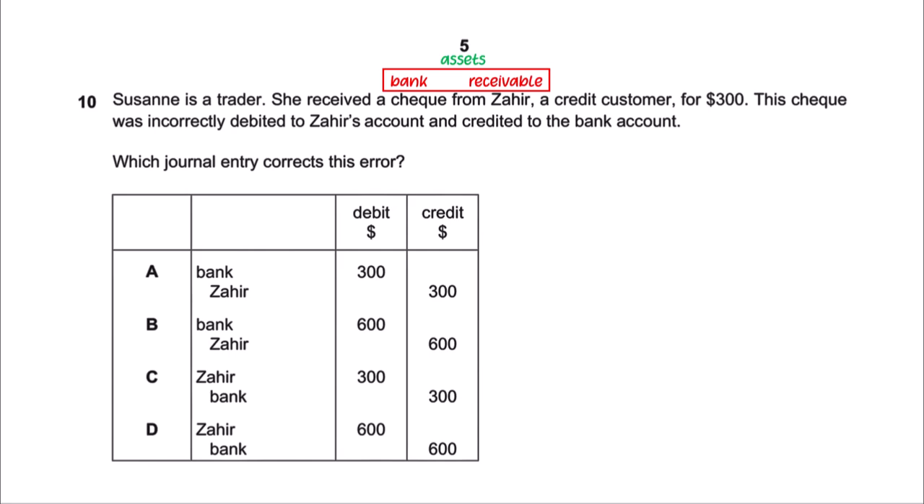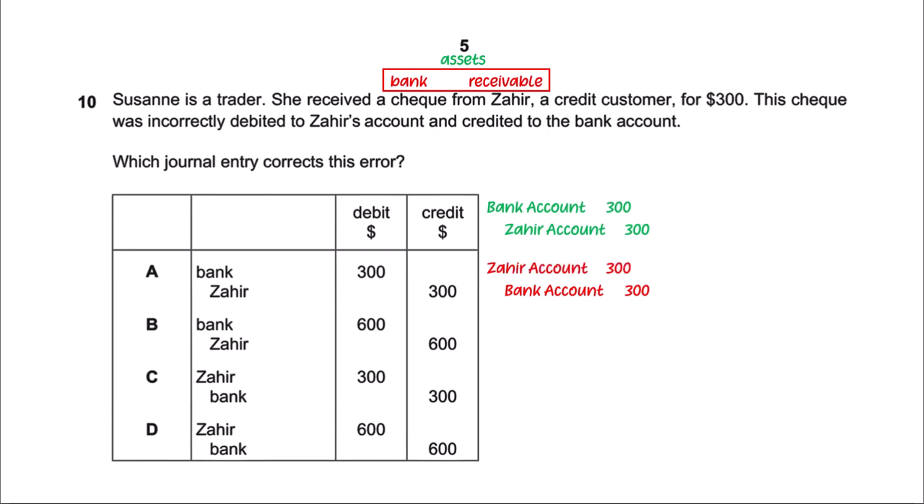Therefore, the correct entry should have been debit the bank account by $300 and credit Zahir's account by the same amount of $300. However, the opposite entry was recorded. Instead of debiting the bank account, it was credited, and instead of crediting Zahir's account, it was debited by $300.